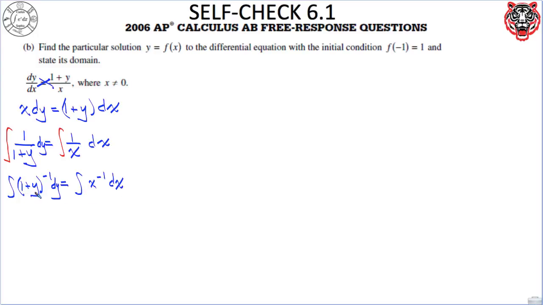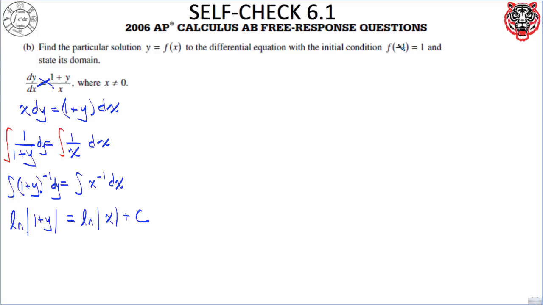And now I go ahead and check if I need chain rule here. The derivative of the inner function is 1, therefore we don't need the chain rule. Just go ahead and anti-differentiate. That's going to be the natural log of the absolute value of 1 plus y, and that's going to be equal to, the antiderivative is going to be the natural log of the absolute value of x. Don't forget your constant of integration. Don't forget your plus C.